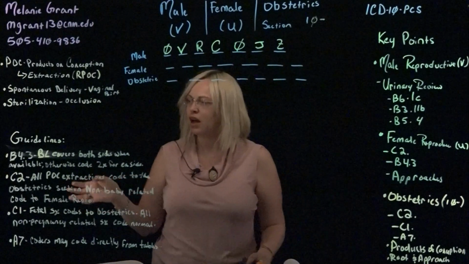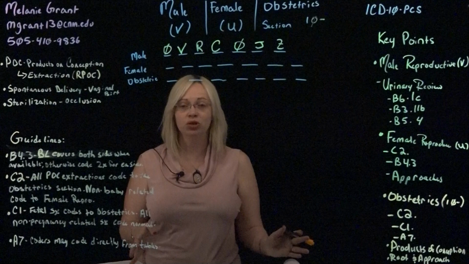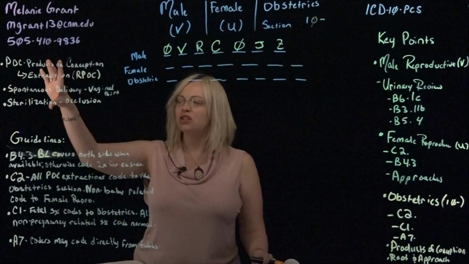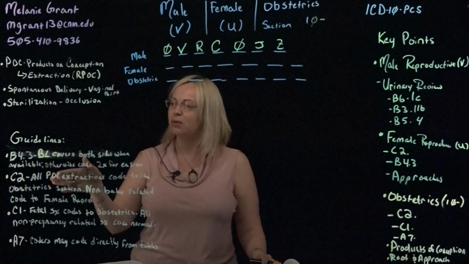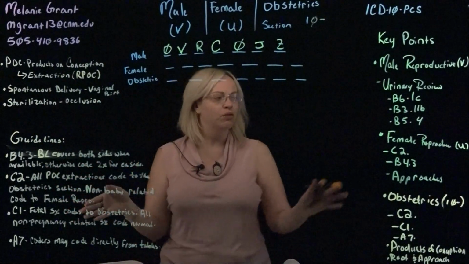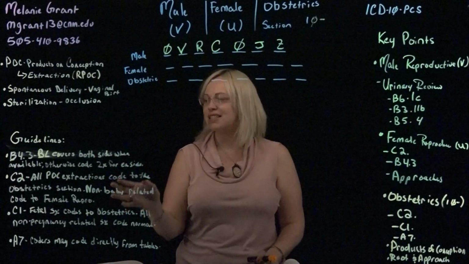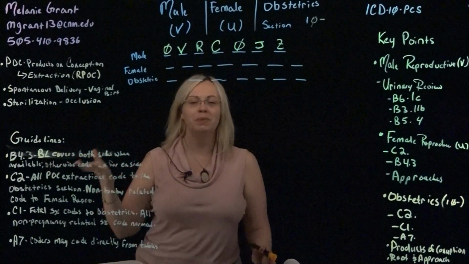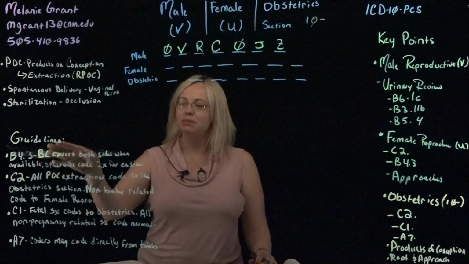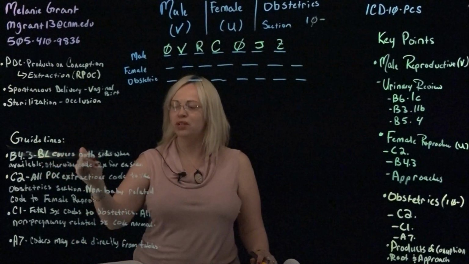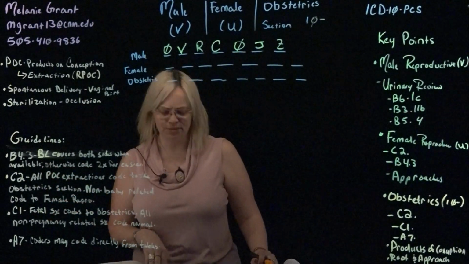So the first thing I wanted to cover on the board, and I've changed it from our last video, are guidelines specific to female reproductive and obstetrical coding, as well as some of the terms we'll be coming across in obstetrics. For the female reproductive system, we have guidelines B43 and C2. B43 is one we've already seen in the male reproductive, which states that bilateral covers both sides when available, but otherwise code for two sides.